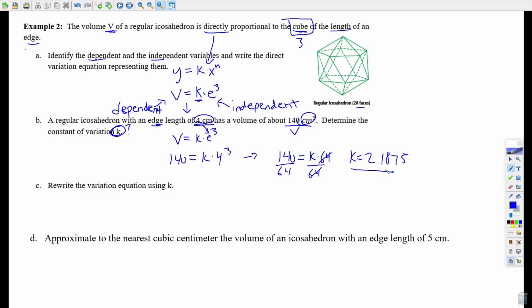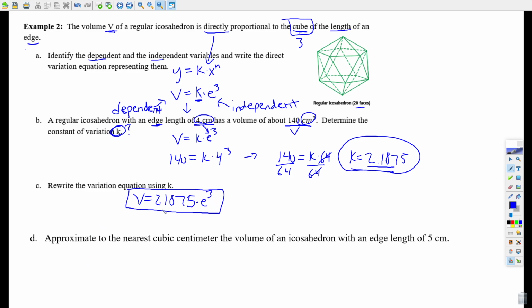So this K value is only for this specific example, talking about icosahedrons. If we go down to part C, it says we're going to rewrite the variation equation, which is the one up here, using K. So we have our K value. Now we're going to go back to the generic one. It's going to be V equals, but now we know K, 2.1875, times E to the 3rd. So this is the generic equation specifically for regular icosahedrons.